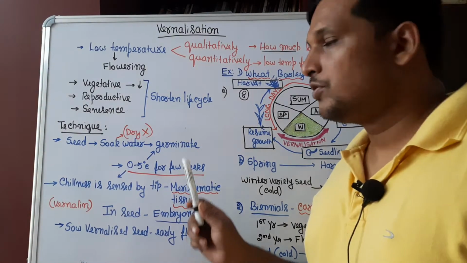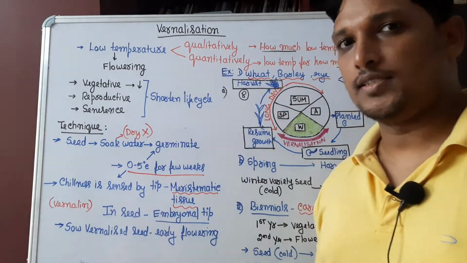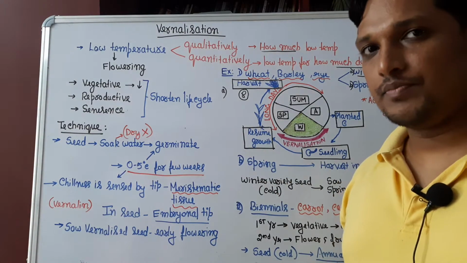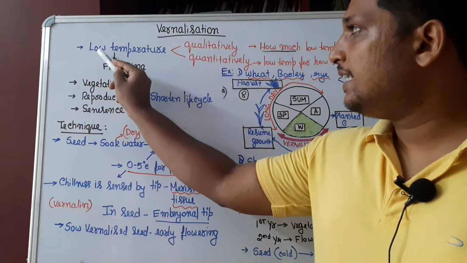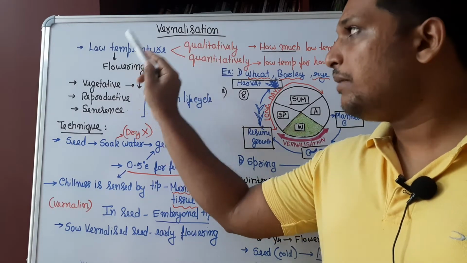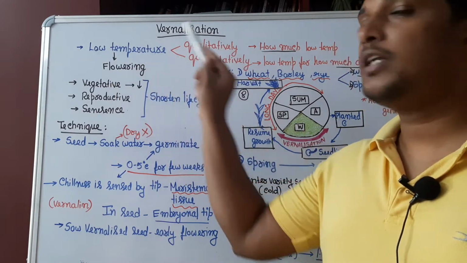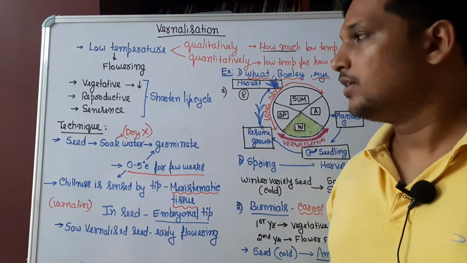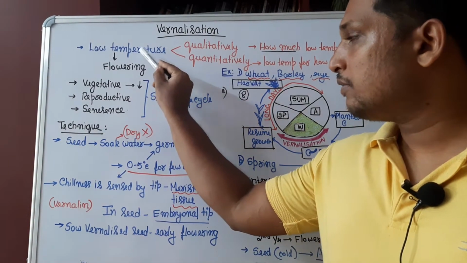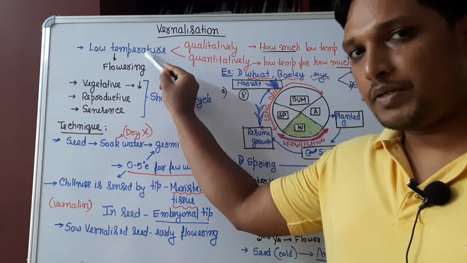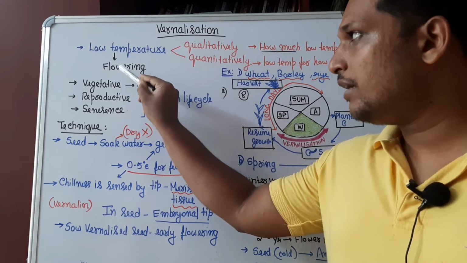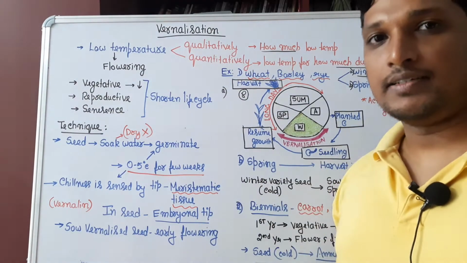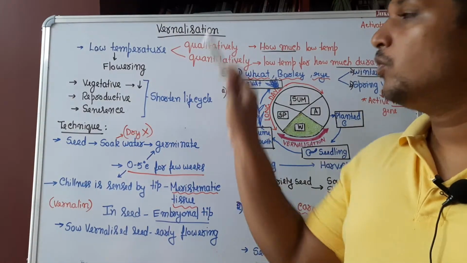Hello everyone. Today's topic is vernalization. What is vernalization? It refers to treating plants with low temperature. Why do we have to treat a plant with low temperature? So that when some plants are treated with low temperature, you can induce them to flower earlier. That is the whole idea of vernalization.